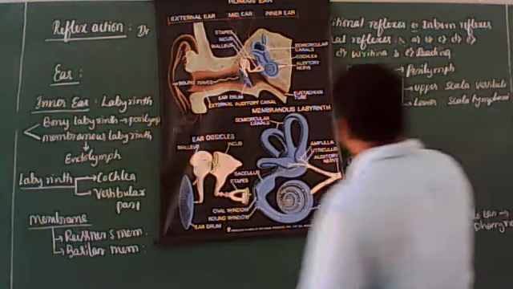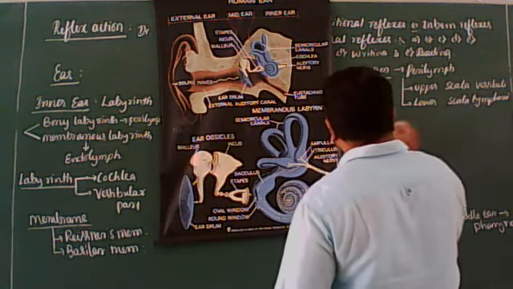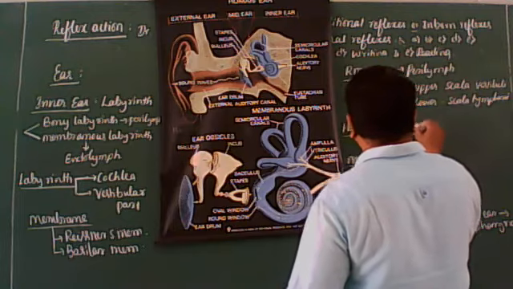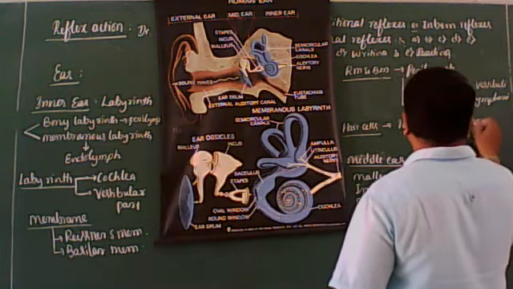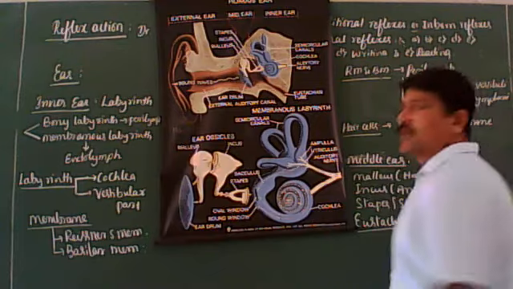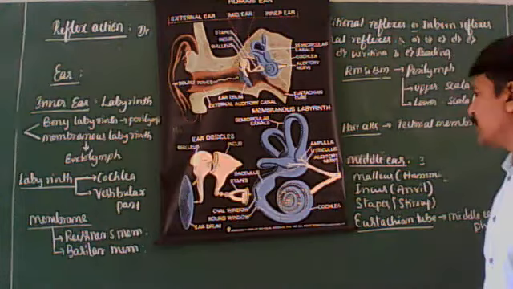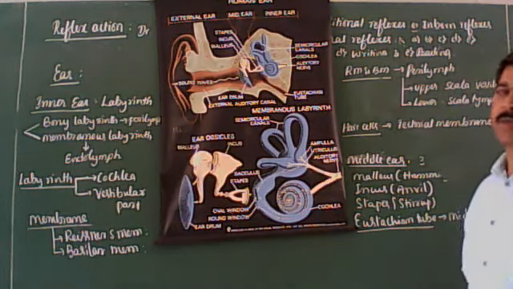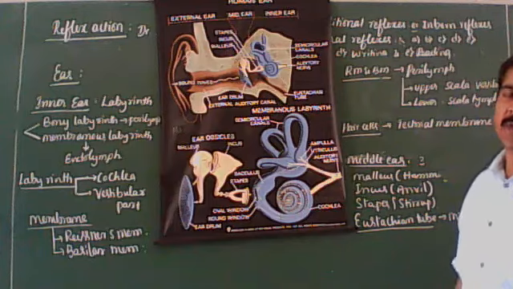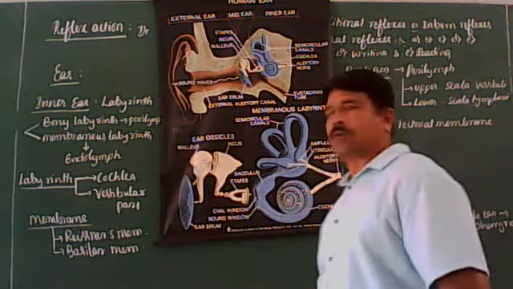These hair cells are now surrounded by a membrane called the tectorial membrane. I think it is very clear for you. The space within the cochlea is called scala media. It is filled with endolymph. So this much you should remember under the cochlea.